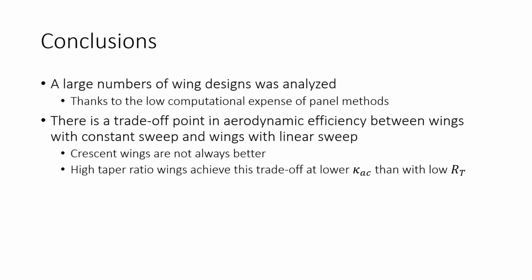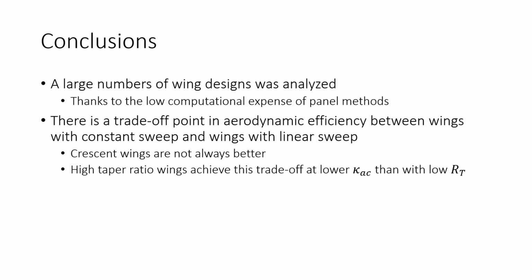So the conclusion is that we looked at a large number of wing designs. We were able to do that thanks to the low computational expense of panel methods. And there is in fact a trade-off in aerodynamic efficiency between wings with constant sweep and wings with linear sweep. So that means crescent wings are not necessarily always better. There is a point where a wing with constant sweep can be more efficient. And for the higher taper ratio wings, you achieve this trade-off at lower kappa AC than at low taper ratio.